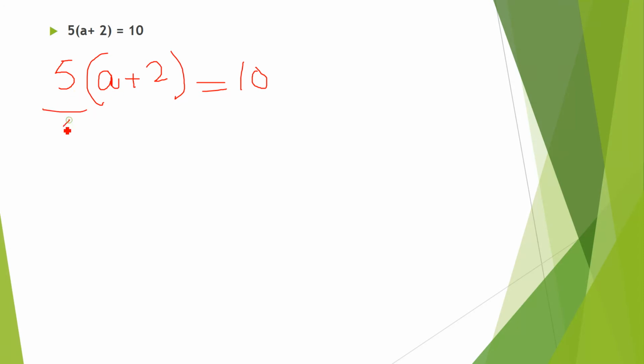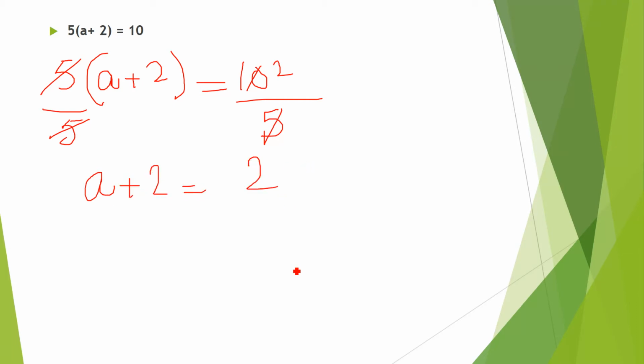So first we will remove this 5 from here. So divide by 5. Same operation you have to do on the right side. This 5 will cancel out. This is 5 one time, 5 two times 10. So we have a plus 2 equal to 2. This is remaining. Now you have to remove this 2 from here as well.